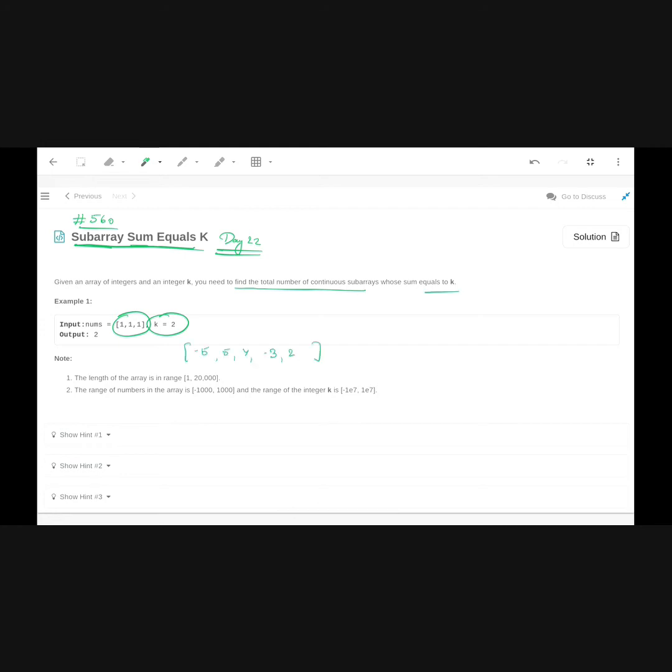If the array were something like this, then for k equals 1, we need to find subarrays such as this whose sum equals 1. Or arrays such as this, which is also 1. This is a 5. We have seen a similar question on day 13, so I'll show you the question and we can draw a comparison between these two questions.